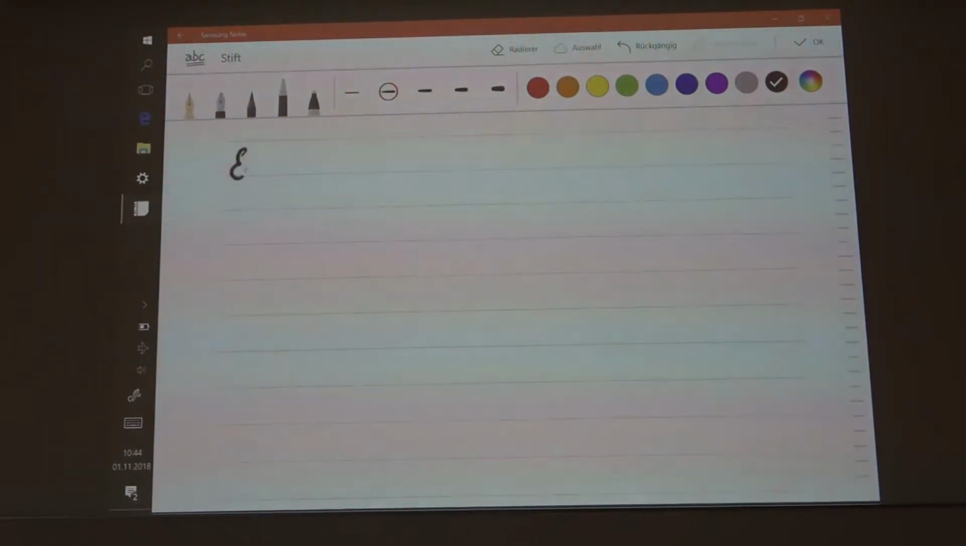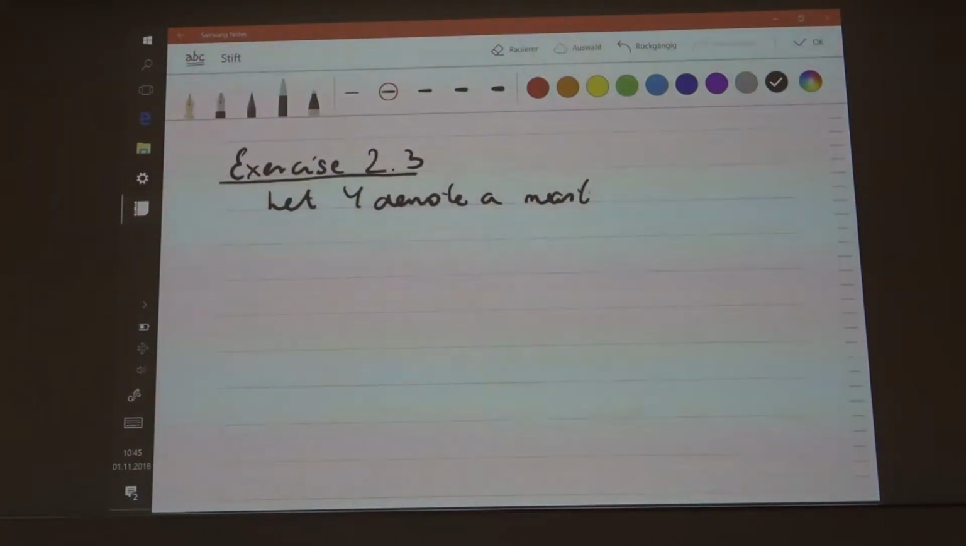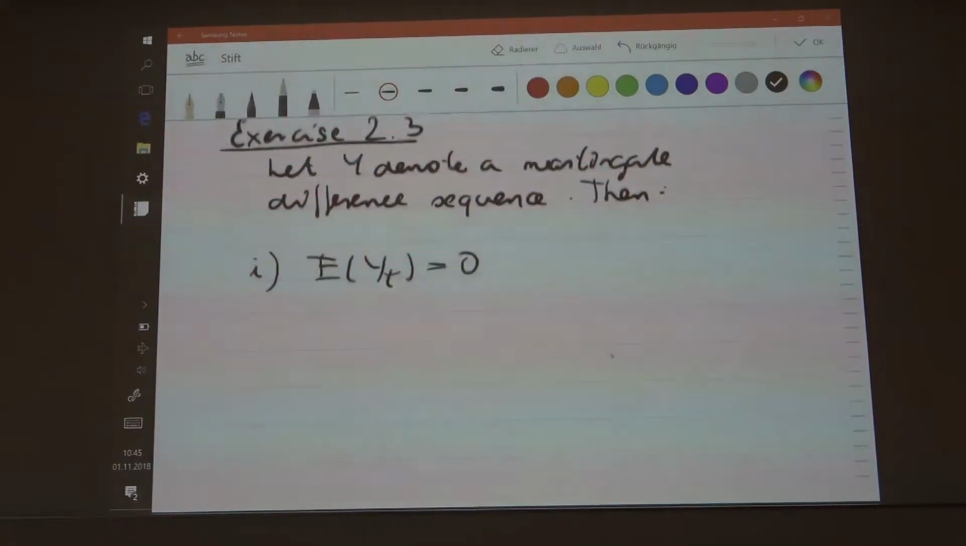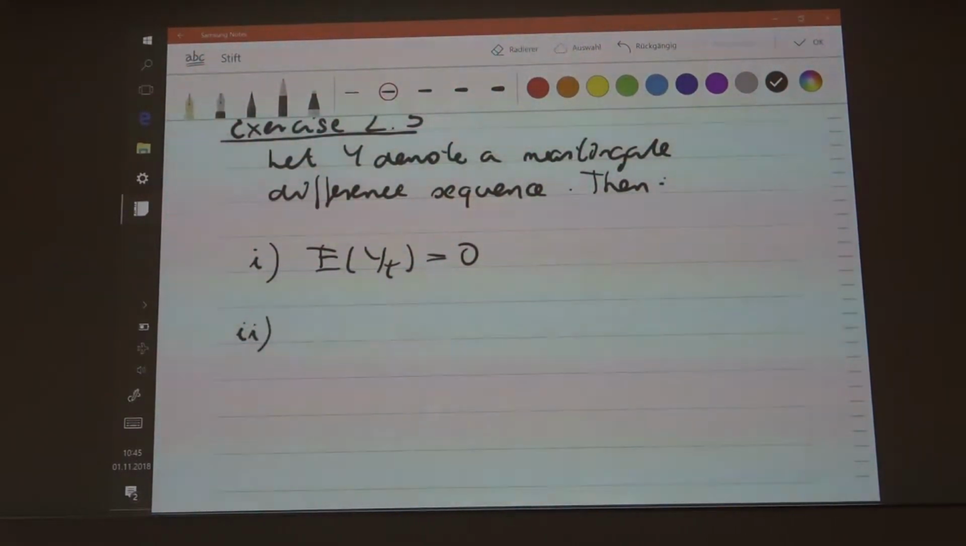So this is going to be exercise 2.3. Okay, so here we have that, let's say, let y denote a Martingale difference sequence. If that's the case, then the expectation of the process is going to be equal to 0 for all t. This is the first part of the example, and the autocovariance is going to be also 0.